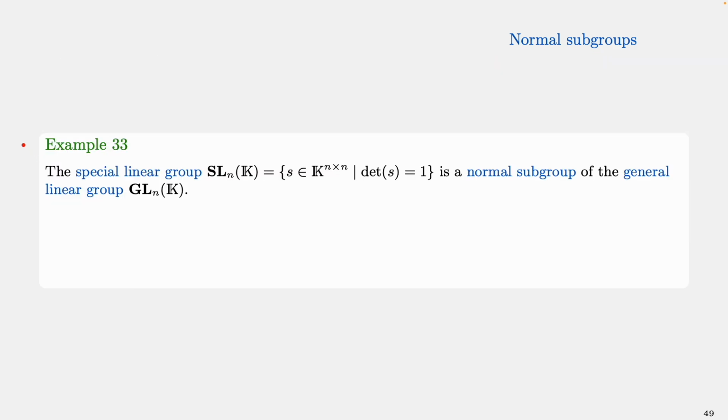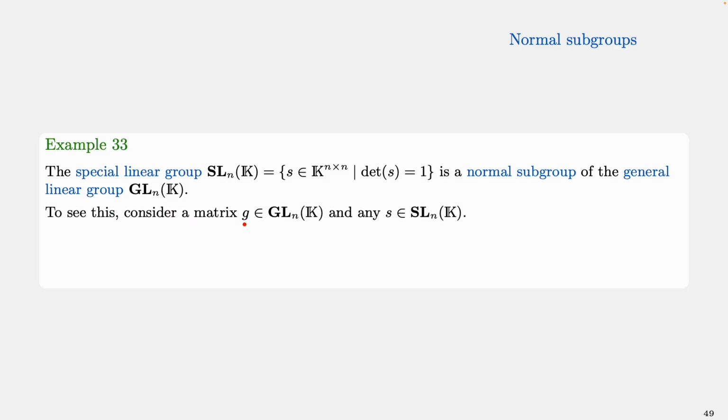Let's finish up with an example of a normal subgroup, one that we've already seen. So recall the special linear group SL_n consists of those n by n matrices S with determinant of S equal to 1. And I claim this is a normal subgroup of the general linear group. We already saw in an example before that it's a subgroup, but I claim it's even a normal subgroup.